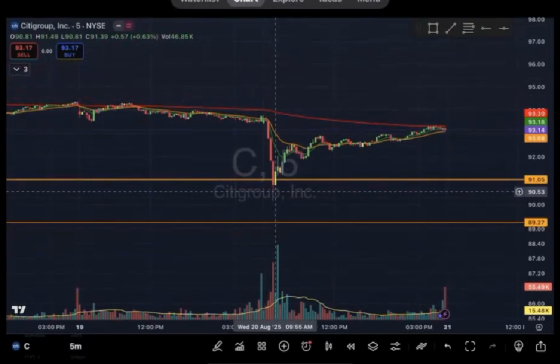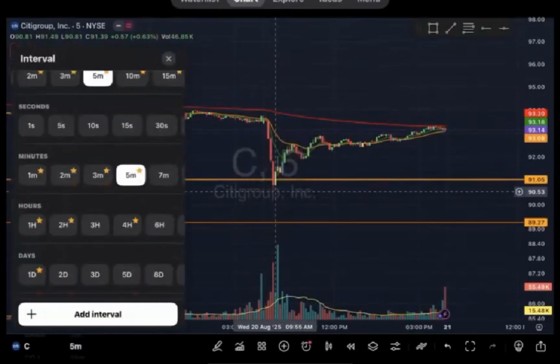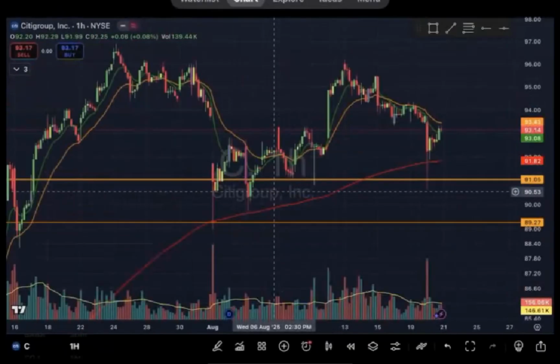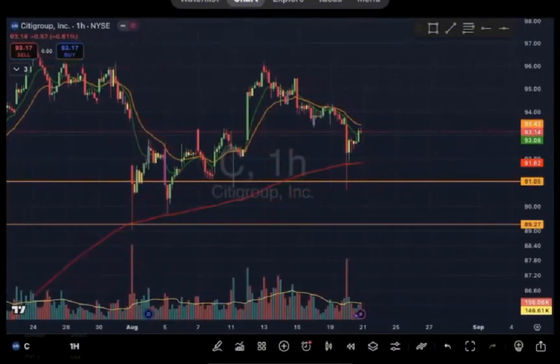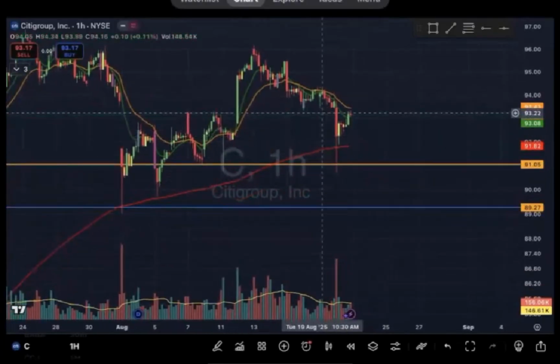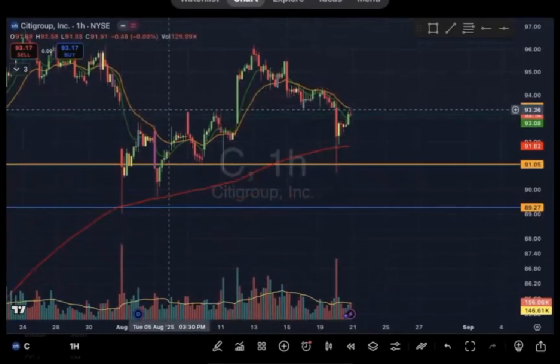So I played market structure. I just knew we had to get back down to that 91 area. I'm not saying I knew, don't mistake that. I just know that the market, we ain't bouncing here. It ain't giving me nothing. We ain't doing nothing.